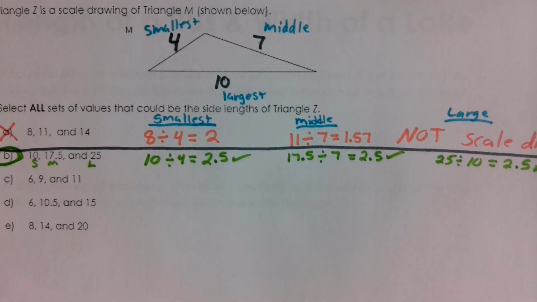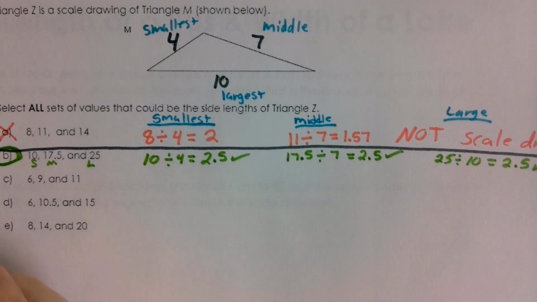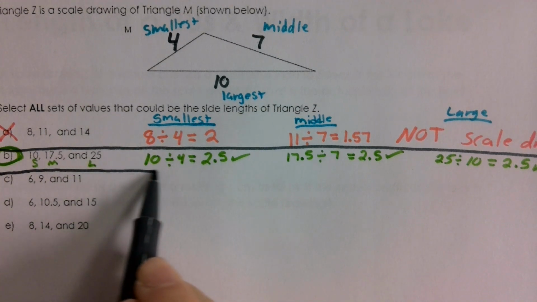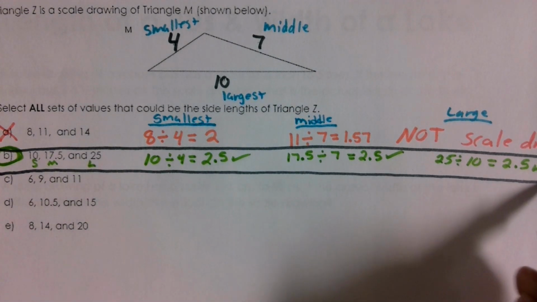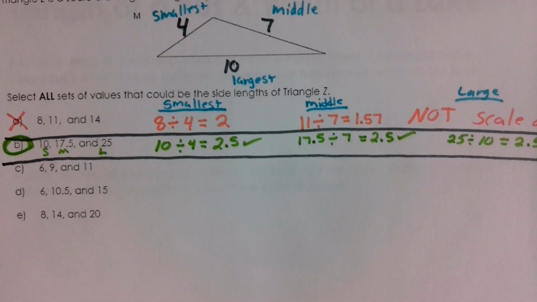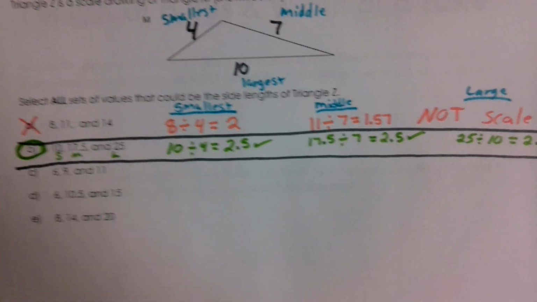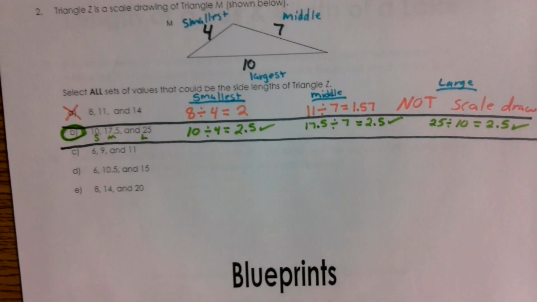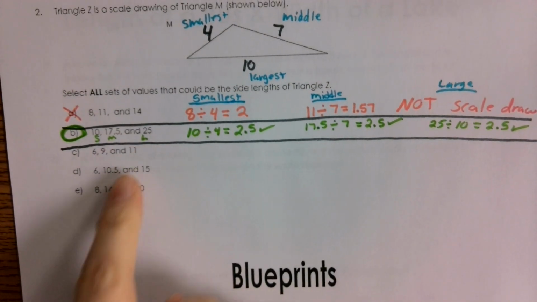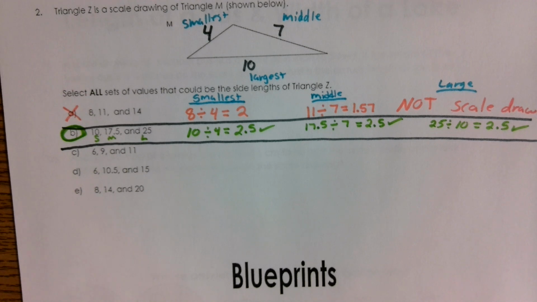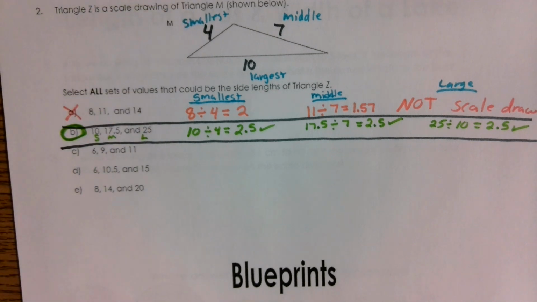Okay? So what I want you guys to do is you're going to check C, D, and E, because there's still some more that are actually scale factors. So you check C, D, and E on your own. You're going to take the smallest value on your new shape, and you're going to divide it by the smallest value on your original shape, and then you're going to do the same thing, middle divided by middle, large divided by large.